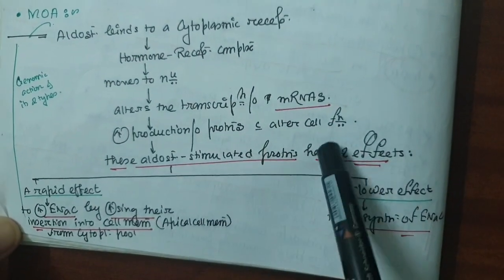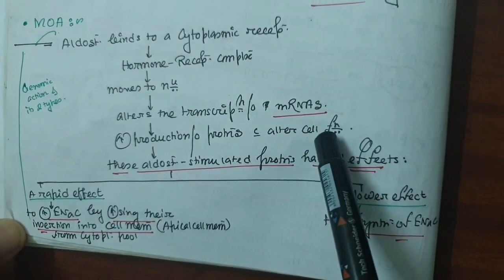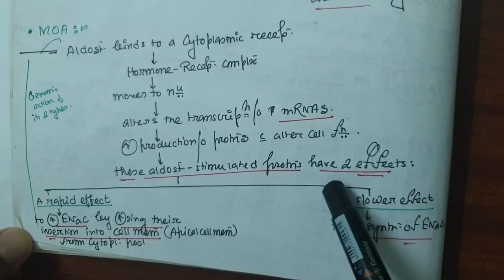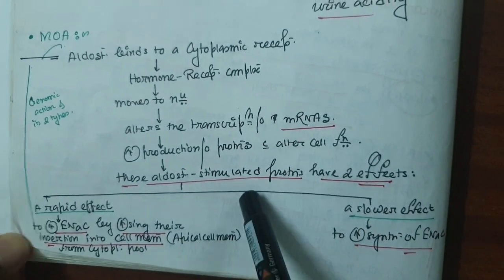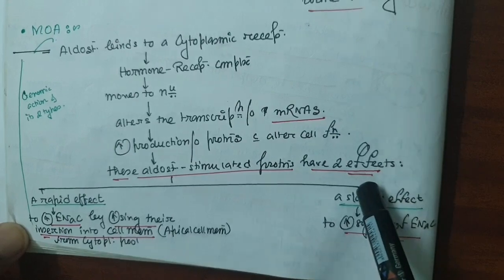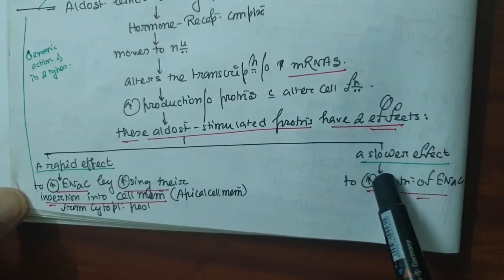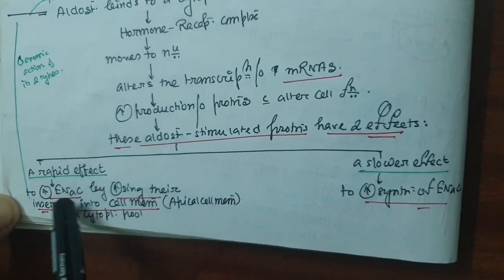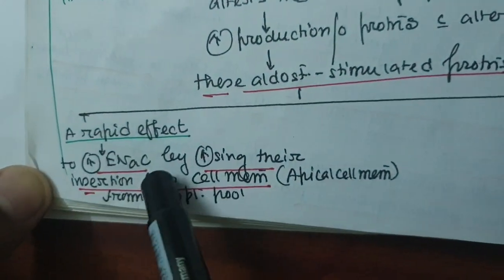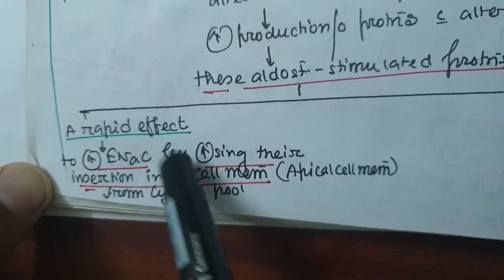function. Now this alteration of cellular function is not a simple thing. It is a very complicated one, where these aldosterone-stimulated proteins have two effects. One is a rapid effect and there is a slower effect. What is the rapid effect? There is increased synthesis of ENaC proteins.